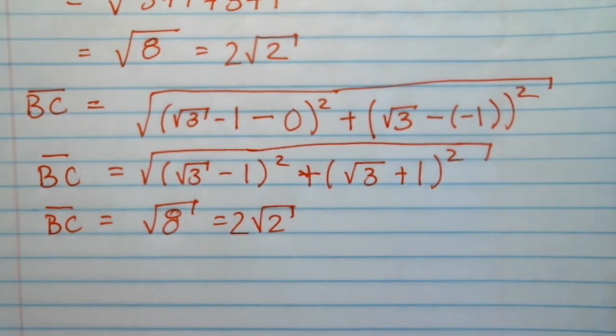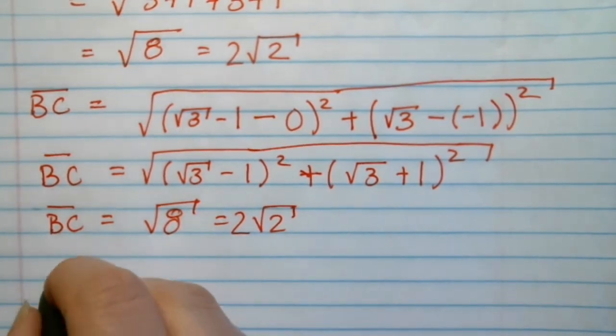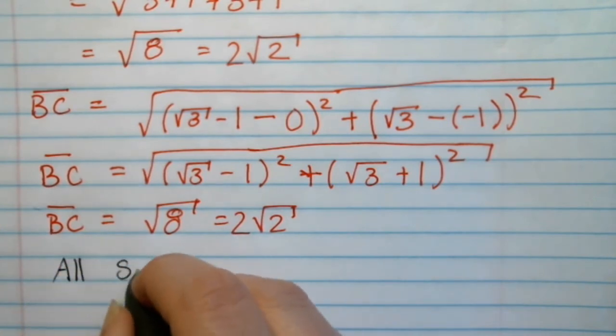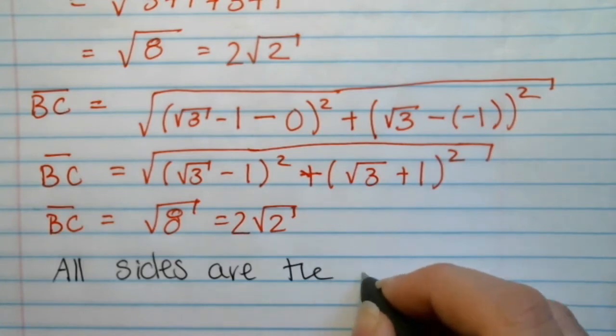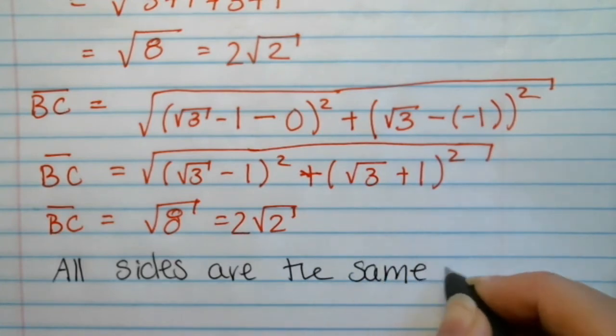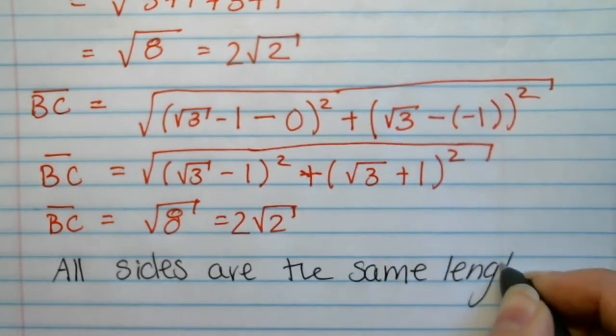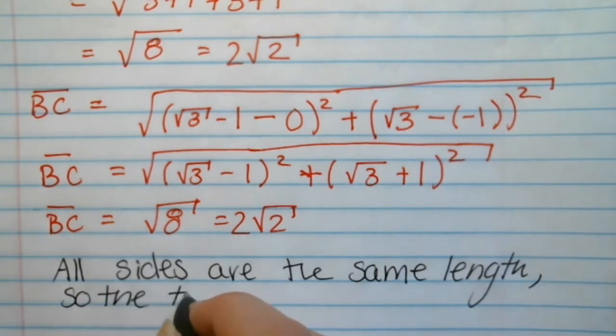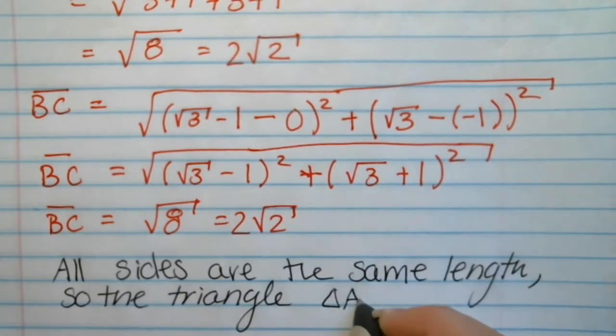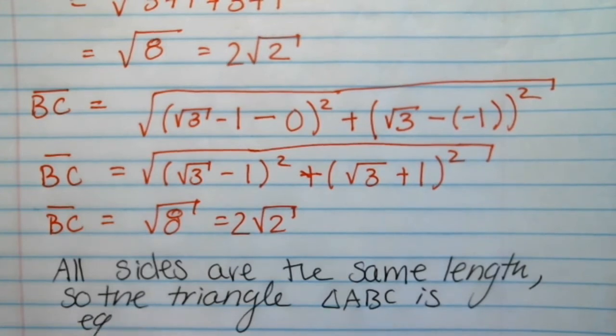Now, what can we conclude from this? We can say that all sides are the same length. So our triangle ABC is equilateral.